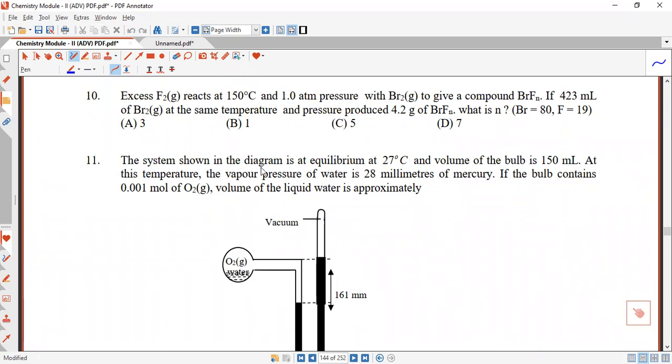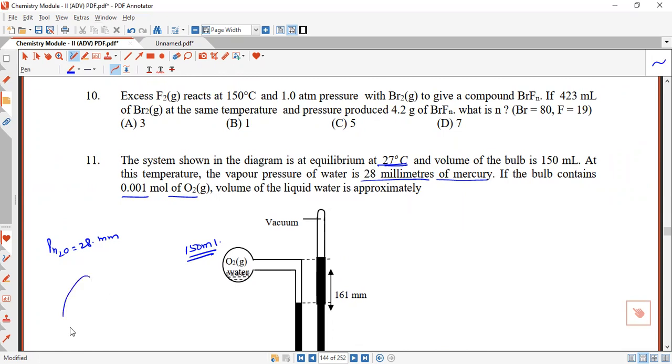In this question, the system shown in diagram is at equilibrium at 27 degrees Celsius. Okay. The volume of the bulb is 150 ml. At this temperature, the vapor pressure of water is 28 millimeter of mercury. Okay, pressure due to water is 28 mm. If the bulb contains 0.01 moles of O2, okay, volume of liquid water is approximately, okay. इसका मतलब क्या है?